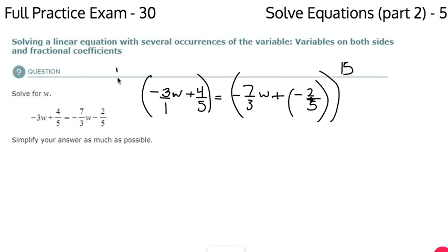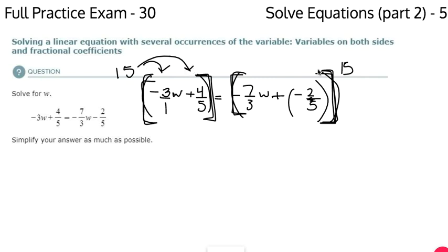Which means I'm going to multiply both sides. Use brackets here since there are so many parentheses. I'm going to multiply both sides by 15, because 15 is a number that's going to eliminate every single denominator there. It's a multiple of 5 and it's a multiple of 3. So we distribute a 15 to everything.